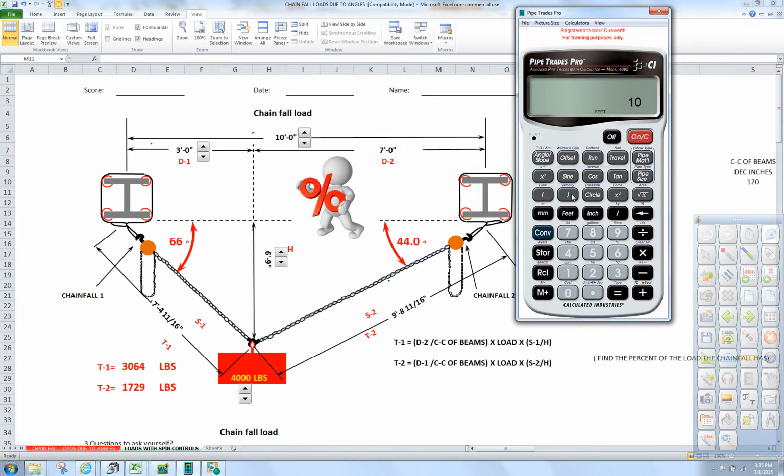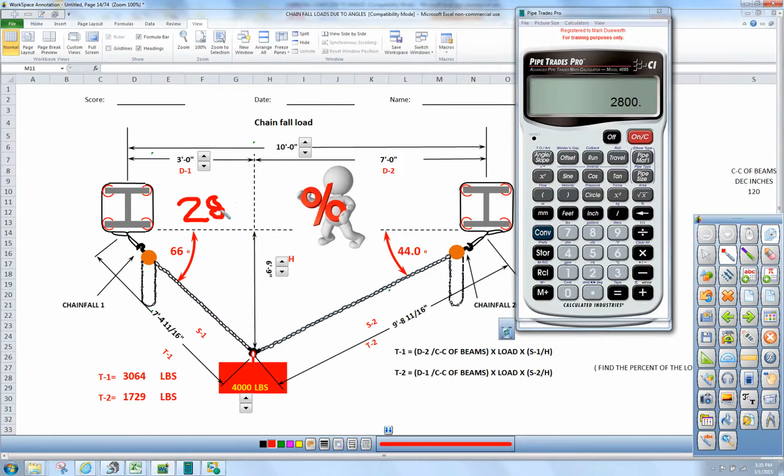When we close that out, we get 7/10. So it's 70% of the load is over by chainfall 1. The load is 4,000, so we times that by 4,000. Press equals. Okay, 2,800 pounds if it was straight up and down, but we know it's not.